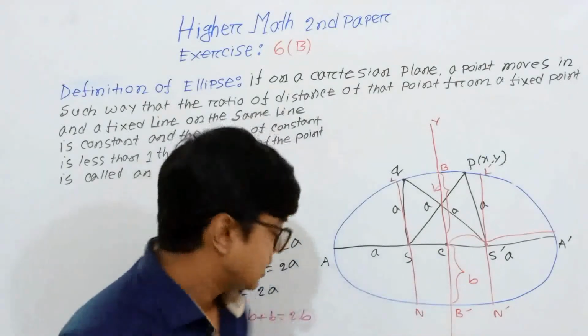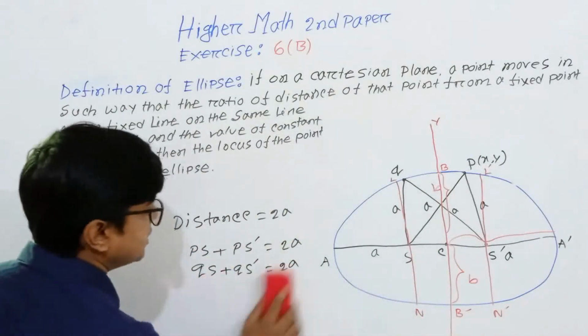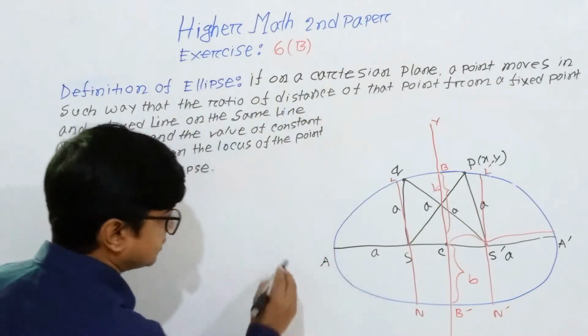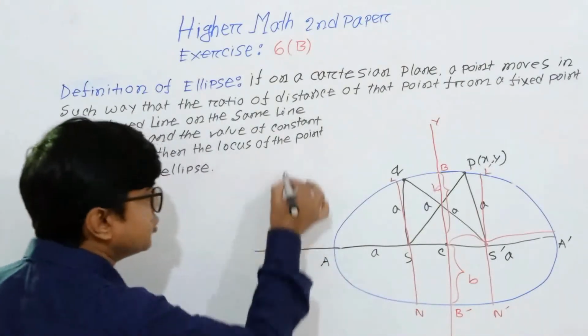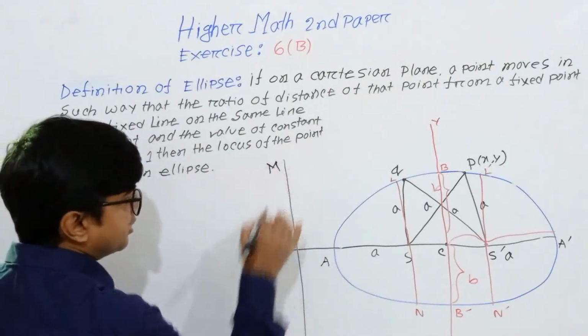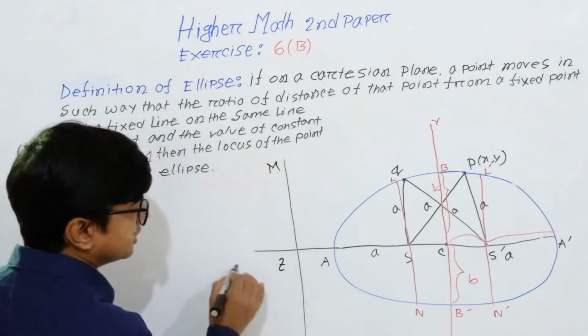And here after this part we can draw another vertical line. This is M and Z.